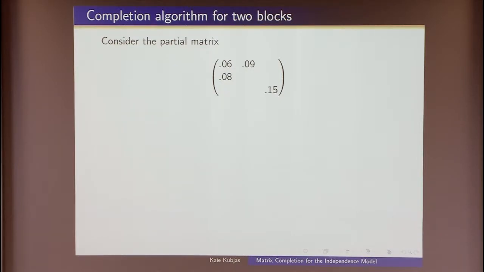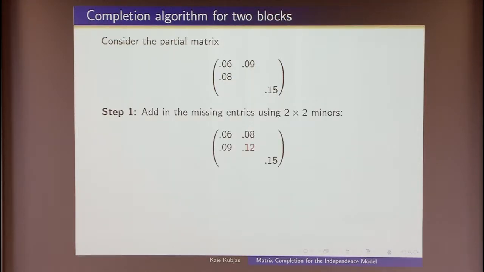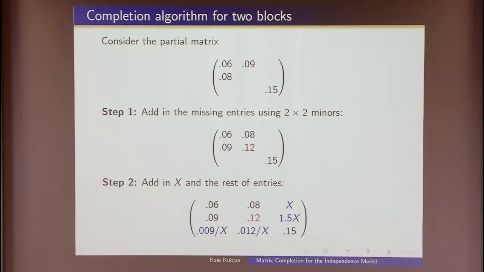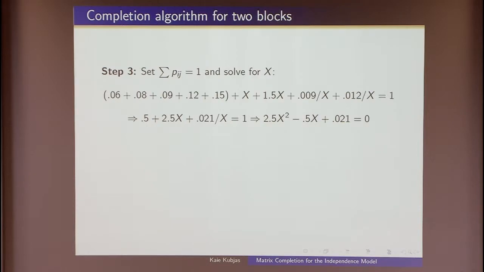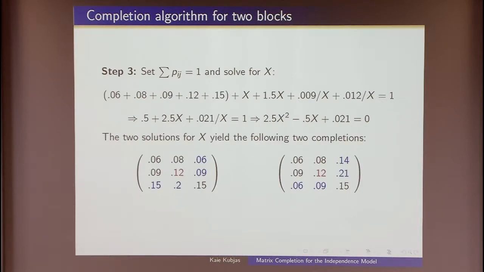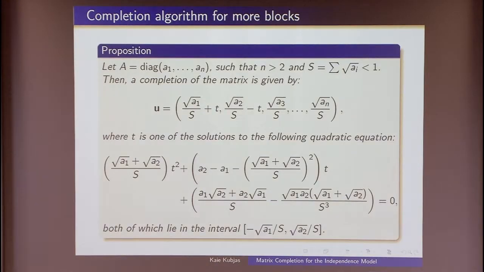Now I come to how to actually find completions for partial matrices. If you have only 2 blocks, then the situation is fairly easy. First, add in missing entries using 2 times 2 minors. And add in a variable x and fill out all the other entries using 2 times 2 minors. Now set the sum of variables equal to 1 and solve for x. So in particular, in this example, this yields 2 different completions. So for 2 blocks, it's relatively easy.